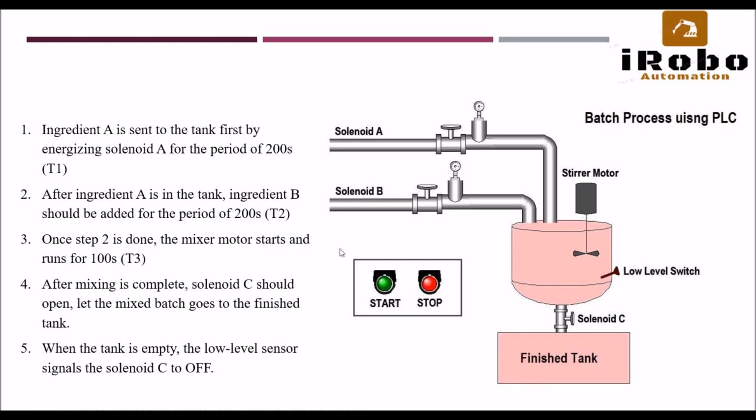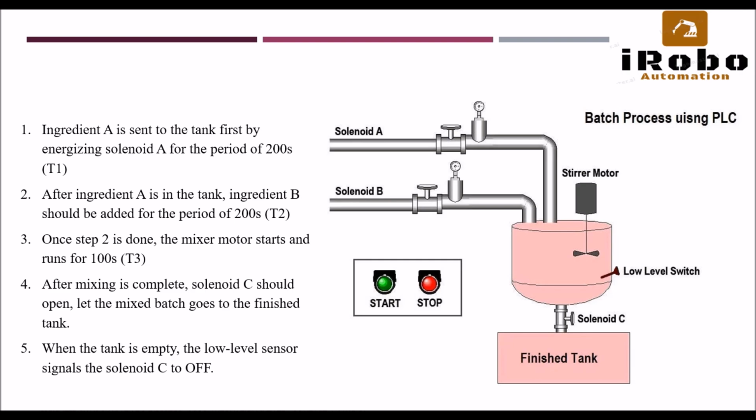Batch process means liquid A will fill first and then liquid B. Since there are 2 liquids, we call it batch by batch or batch production. This is used in the chemical industry. Fine. So we need to understand the problem here. There are 2 ingredients or chemicals. For example, ingredient A starts filling the tank by opening solenoid A. There is also a solenoid B to fill ingredient B.